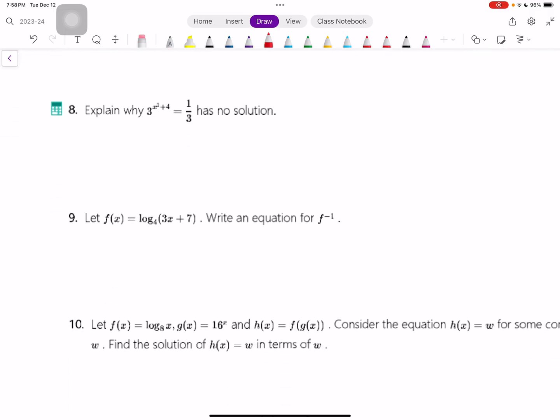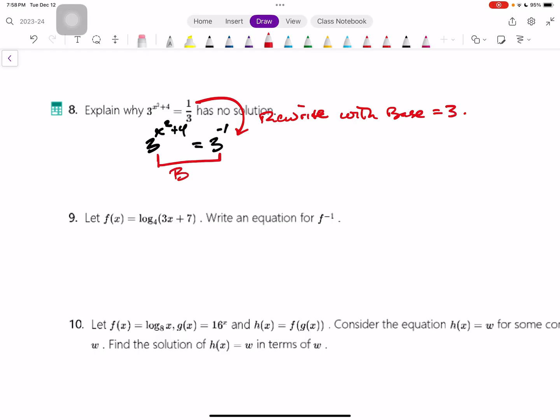All right, number 8. Okay, so here, now we got 3 to the power of x squared plus 4 is equal to 1/3, but 1/3 is 3 to the negative 1 power. So you just saw me right there. I want to rewrite with base 3. Why? Well, guess what? The other one's base 3. So if the bases are equal, as I've said before, that means the exponents are equal.